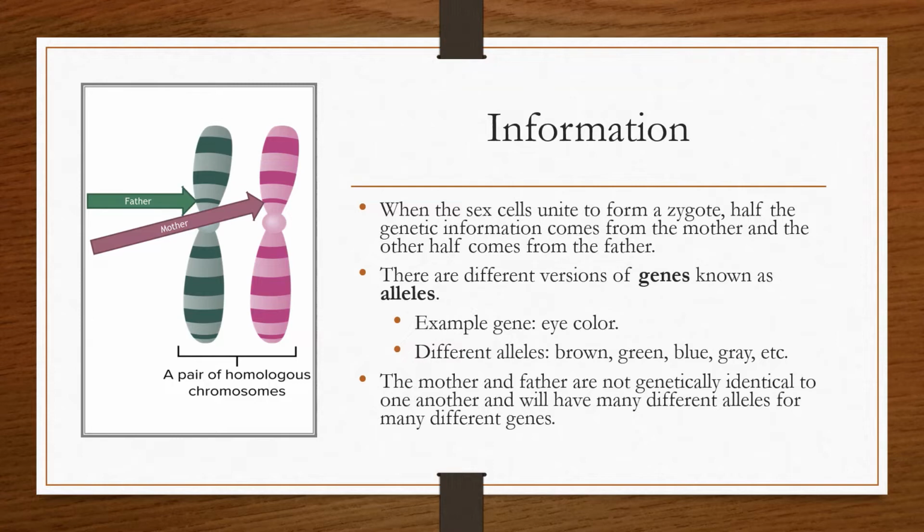Now, there are different versions of genes which are known as alleles. For example, if there is a gene for eye color, the different alleles would just be all the different colors of eyes: brown, green, blue, gray, etc. Now, the mother and the father are not genetically identical to one another and have many different alleles for many different genes. So we're talking hair shape, hair color, height, metabolism, literally everything that makes an organism comes from DNA, and they get half the DNA from their father, half from the mother. They're sexually reproducing organisms.